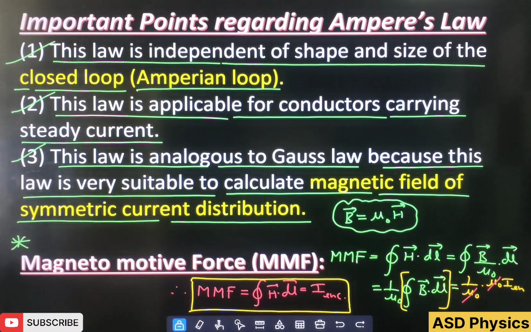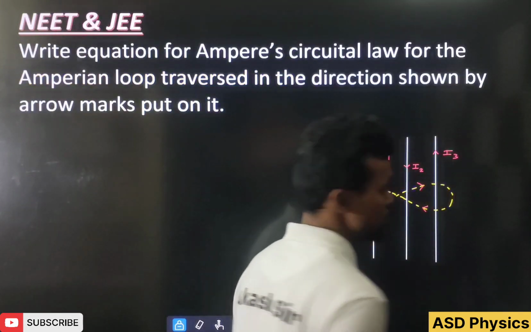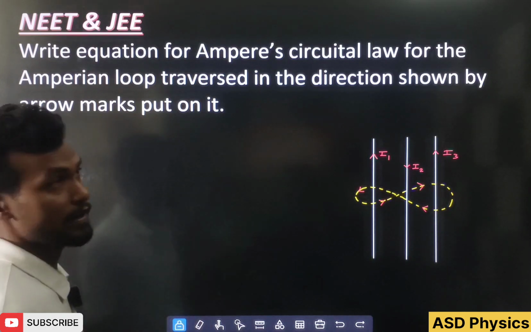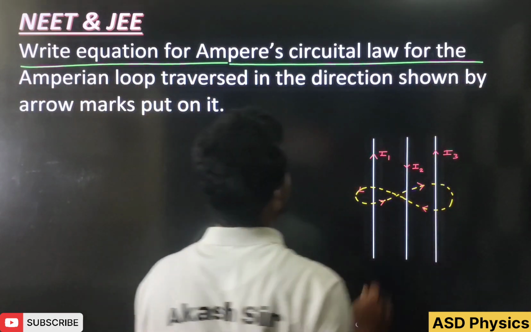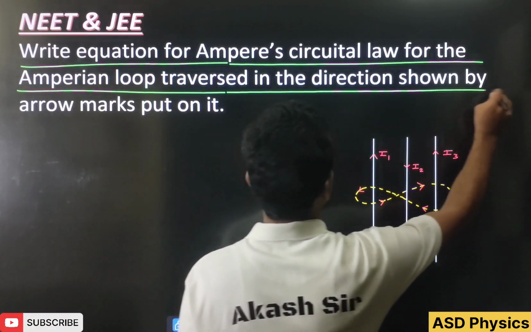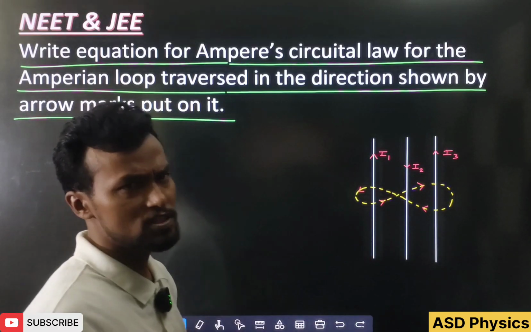Yeah, this is called magnetic force or MMF. ENC means enclosed. Okay, great. Now see here, this basics is required here. Write the equation for Ampere's circuital law for the Amperian loop traversed in the direction shown by the arrow marks put on it. Okay, so this is the situation.